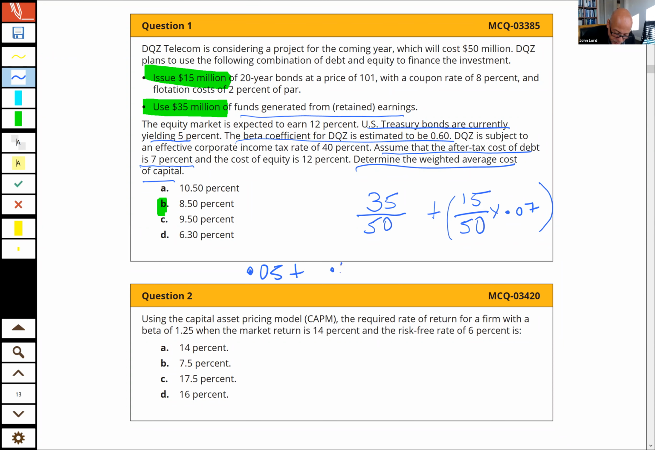So I know I'm going to multiply 0.6 times what? Times the market risk, which is, where's my market risk? I know it's 12%, but where is it? Here it is. The cost of equity is 12%, right? But I need to do what? I need to subtract off of that the risk-free. So I'll just do 0.12 minus the 0.05, which is the risk-free, and then I multiply that times the beta.